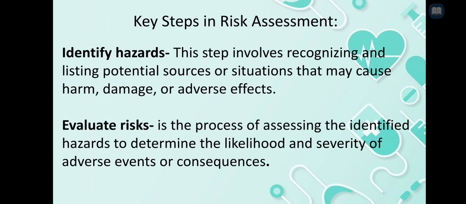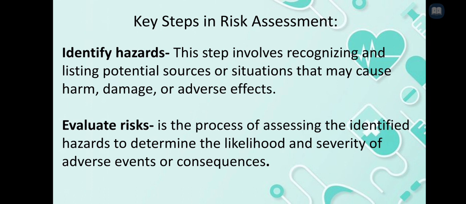Identify hazards. This step involves recognizing and listing potential sources of situations that may cause harm, damage, or adverse effects. So think of this step as spotting a potential danger zone in your life or work. You are looking for anything that could cause harm, damage, or negative effect. It could be something simple like a wet floor or something more complex like a machine with moving parts. Once you have found all the potential hazards, you can start thinking about how to prevent them.